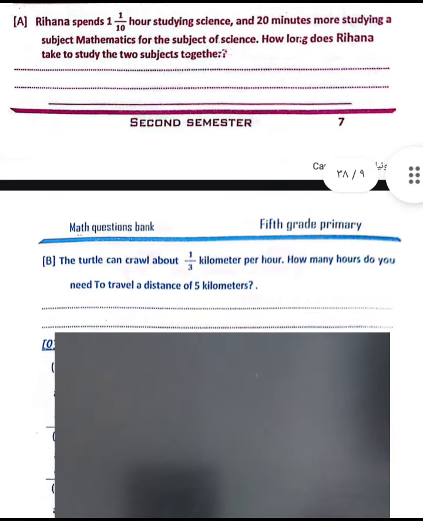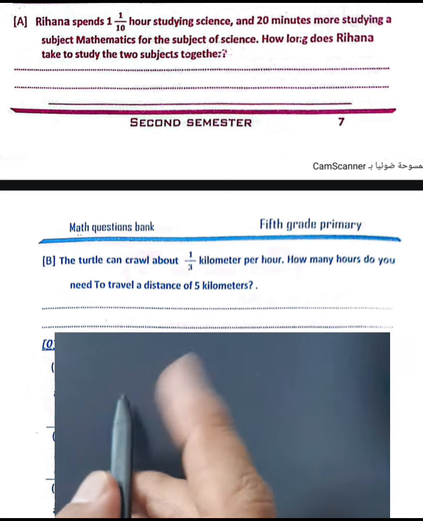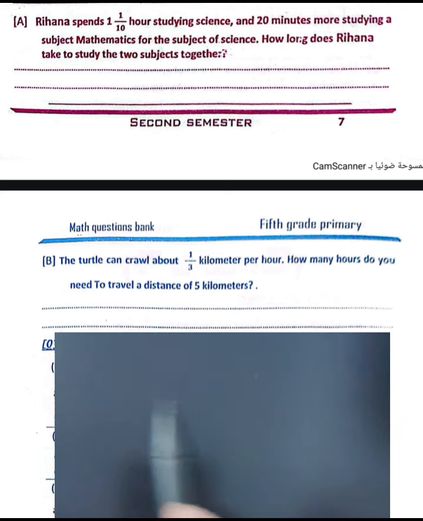The turtle can crawl about 30 kilometers per hour. How many hours do you need to travel a distance of 5 kilometers? Okay, the turtle can crawl about 30 kilometers per hour. Then we have 30 kilometers an hour, and you want 5. How many hours? You want to find the time.